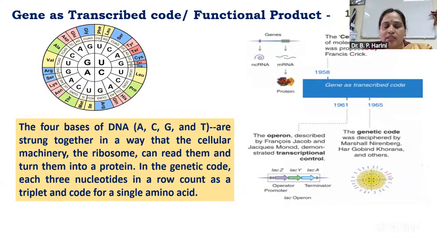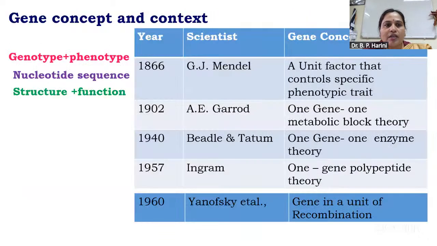So a gene has its own code, and that is in the form of four bases, A, T, G, and C. The concept of the gene is based on genotype and phenotype, nucleotide sequences, structure, and function. So many scientists, right from 1866, Gregor Johann Mendel, Garrod, Beadle and Tatum, Ingram, and Yanofsky, worked on different concepts of the gene, like a unit factor that controls specific phenotypic traits. The one gene, one metabolic block theory was studied by Garrod. Then came the one gene, one enzyme theory, followed by the one gene, one polypeptide theory.